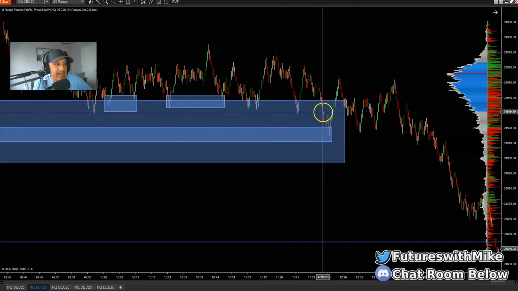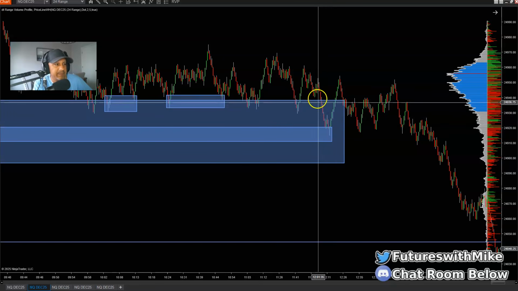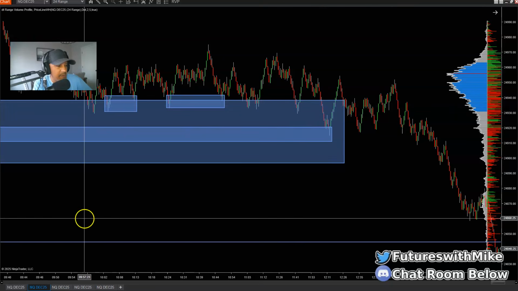Profit target again, we're going to be aiming for these imbalances, gaps to be filled, going back to the actual upside there.